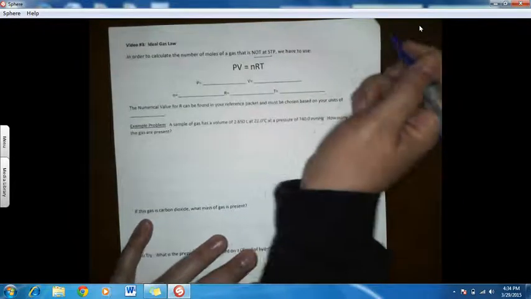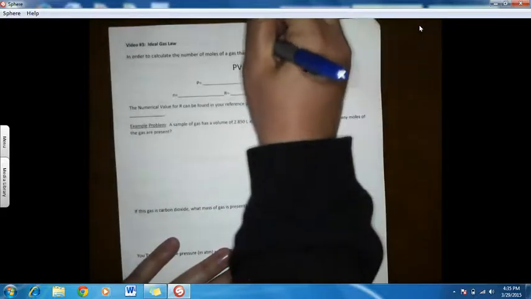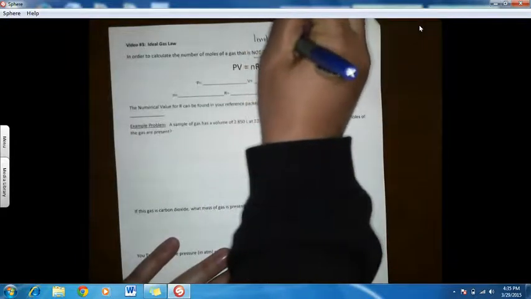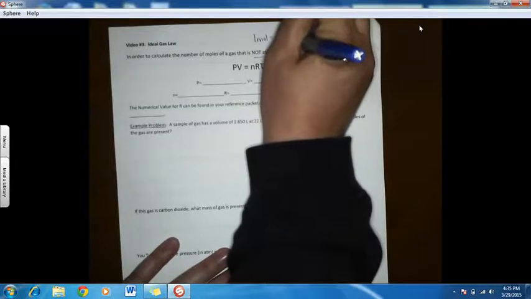Okay, in this video we're talking about the ideal gas law. The ideal gas law helps us determine how many moles we have, and this is used when we are not at STP. Because we know that when we are at STP, 1 mole is equal to 22.4 liters. So this equation comes into play when we're not at STP. We can also use it when we are at STP, but it's just not necessary.